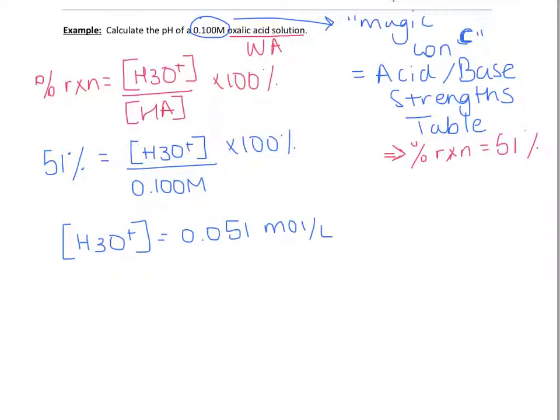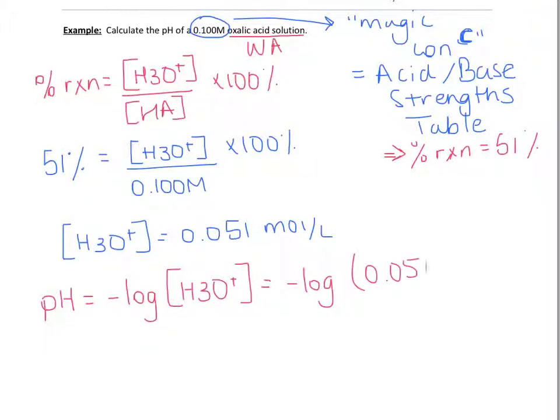To finally answer the question, we know that pH is equal to negative log of H3O positive. We just found the concentration of H3O positive to be 0.051. Recalling the rules of significant figures, we have two significant figures in our concentration, so we should have two decimal places in our pH, and this would be 1.29.